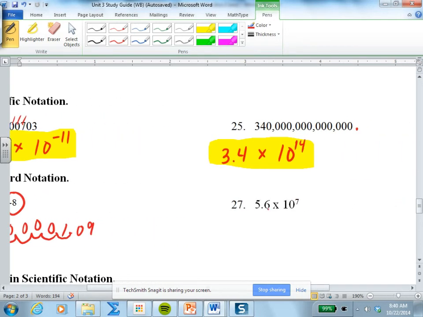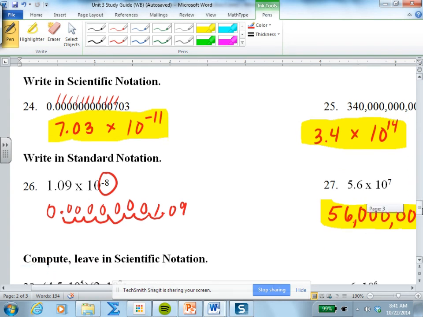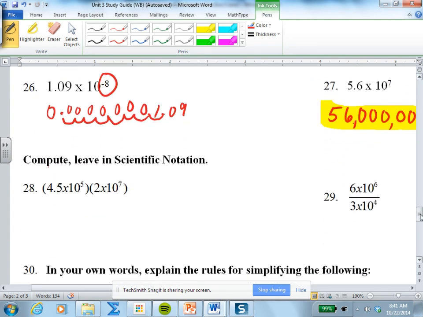On the next one, is this a big number or a small number? 5.6 times 10 to the 7. I have to move that decimal place 7 times, so that's going to be 5, 6, and then 6 zeros afterwards. You can add your commas as necessary, and that is 56 million. Question? No, I will not count it wrong if you do not put commas, but no, that's the same number.